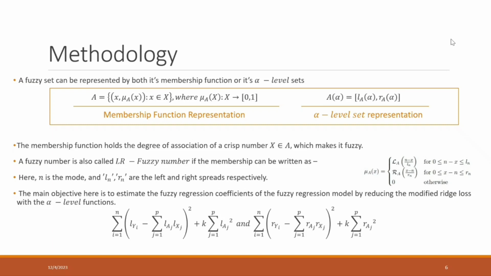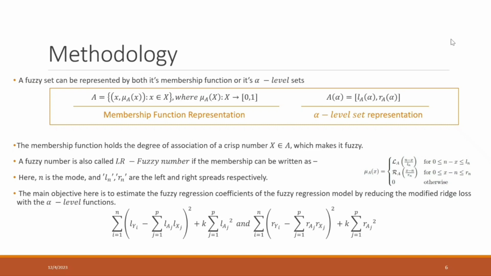So the main methodology would be something like that. We will first identify how we can represent the fuzzy numbers. The primary representations available are of two kinds. One is the membership function representation, and another is the alpha level set representation. In the membership function representation, we have the fuzzy set as the crisp input alongside a membership function. The membership function holds the degree of association of a crisp number x, which makes it fuzzy basically.